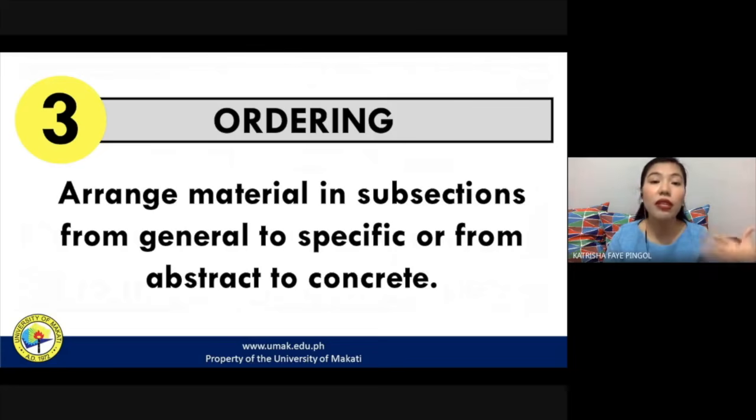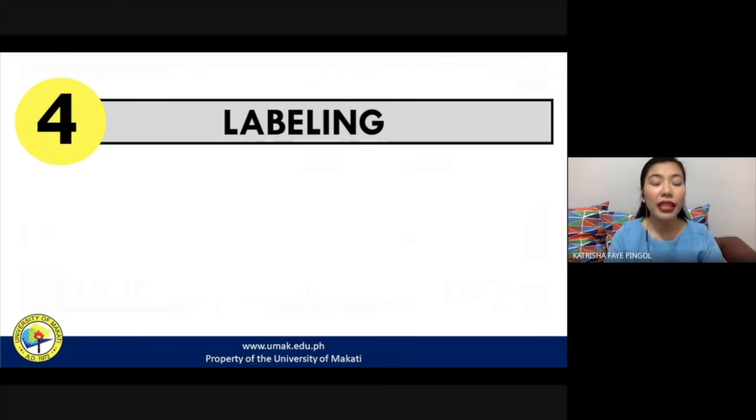Okay? So usually we follow general to specific or abstract to concrete. So therefore, you start from the broadest idea, from the most general, from the idea that you can still expound, and then move on to the specific ones, those that you can easily support with evidence. Okay, so that's general to specific, abstract to concrete. Okay, the fourth one is labeling.